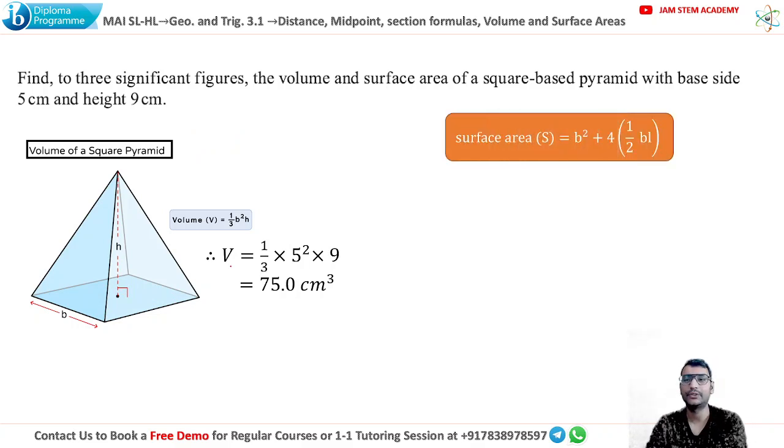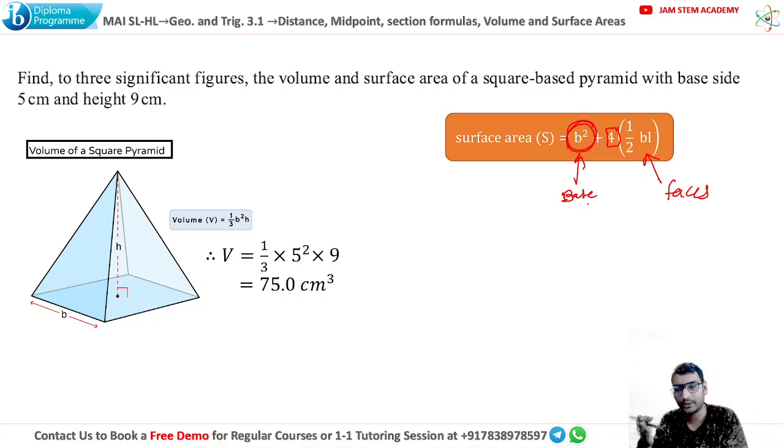Now for the surface area. If you see, there is a base area as well as 4 triangular faces. So I will take the base area, which is a square. B squared is the area of base, plus 4 times the faces. There are 4 faces and all are triangles. We know the area of a triangle is half into base into height. Base, yes, we already have the base, which is the same as any other side of the square, which is 5 centimeter in this case.